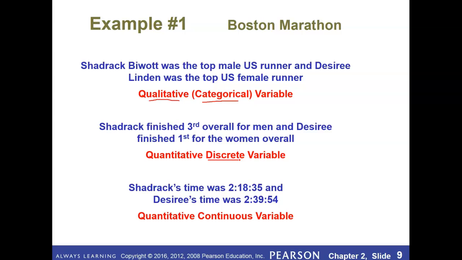This is also a quantitative variable, quantitative data, but it's continuous, because we could be more specific than 2 hours, 18 minutes, and 35 seconds. It could be 2 hours, 18 minutes, and 35.5 seconds. So it's continuous data. It could be rounded so that it looks discrete, okay, but it's still a continuous measurement.